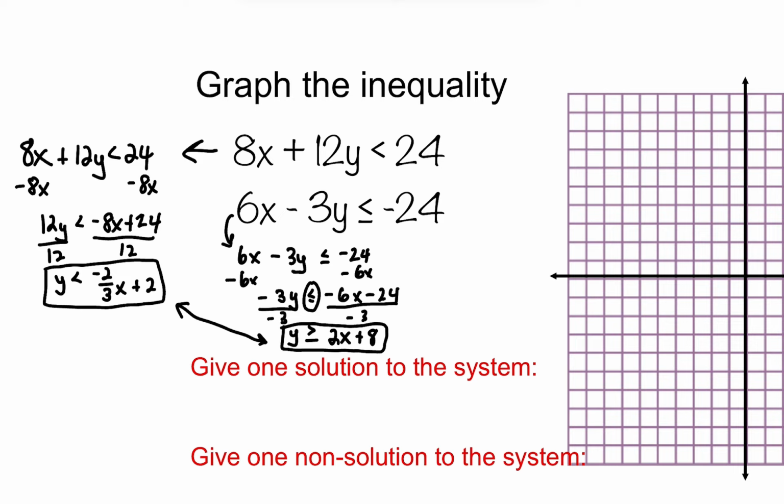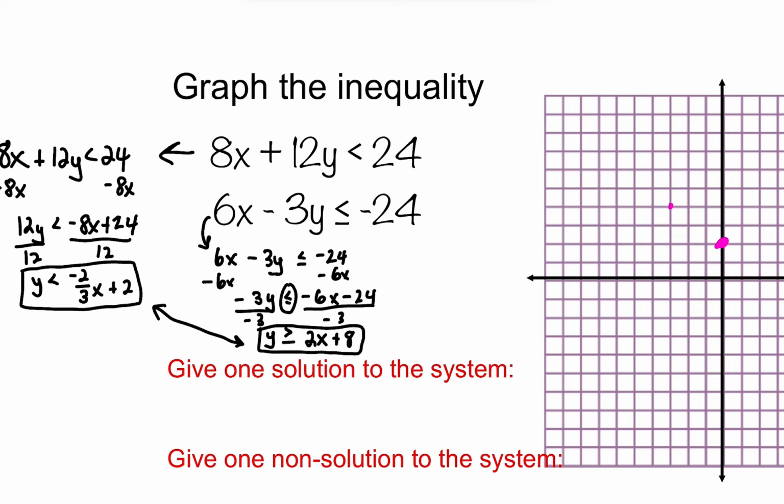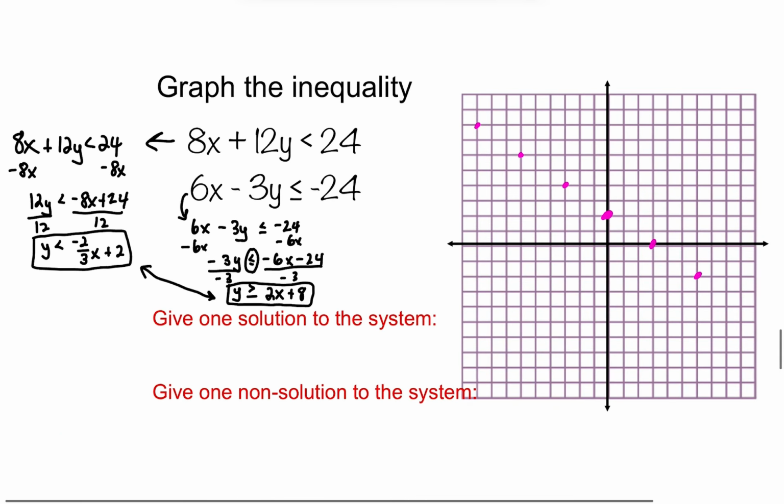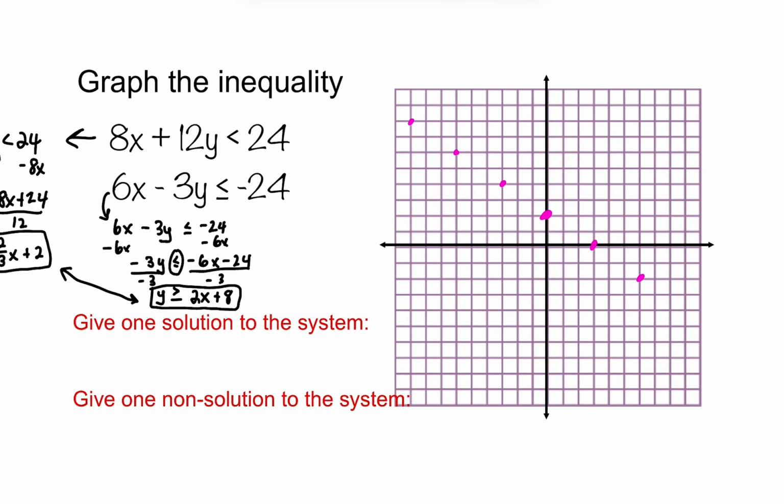First one, let's do that in pink. We're going to go up 2, and then our slope is -2/3. So it's going to be up 2, left 3, up 2, left 3. We're going to keep going down 2 over 3. And this is less than, so I need to do a dashed line for this one. There we go.